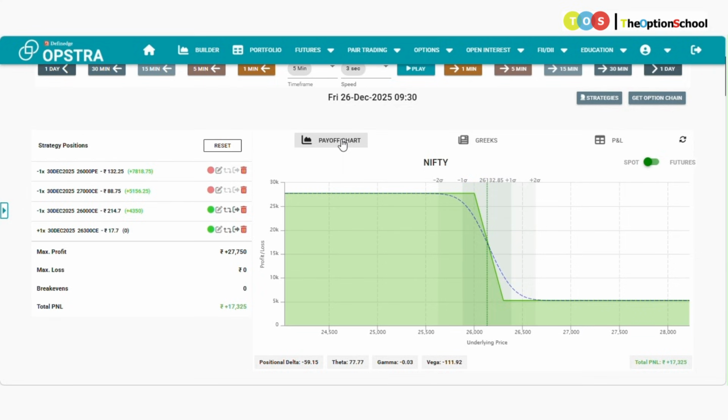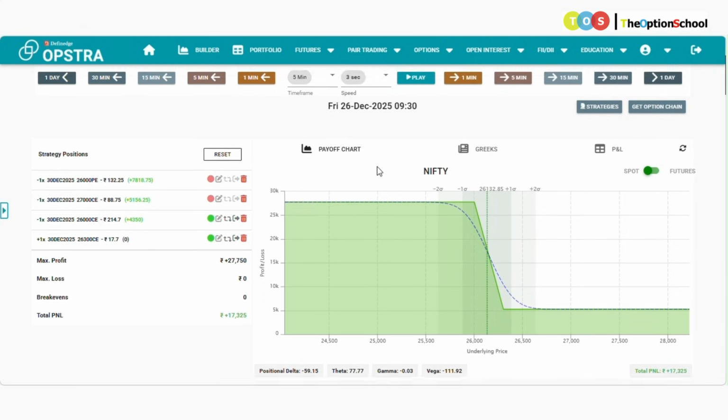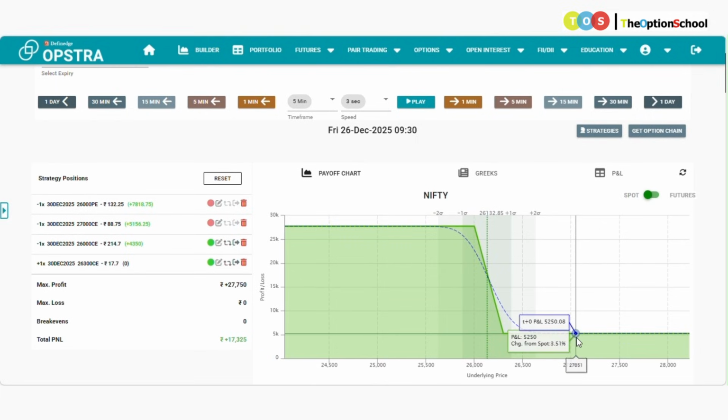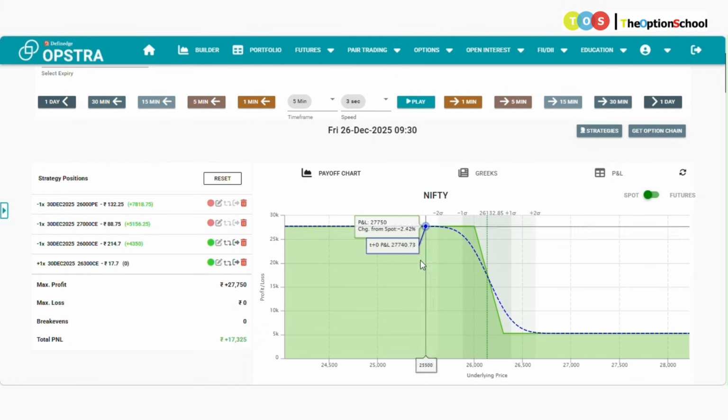Now you see, this diagram is all green. As of now I'm making 17,000 rupees, and even if the market goes here, it's not that I will be in loss, I will still be making some money, like 5,250 it is showing. So it is not that I will be making more money only by doing this adjustment, but the only thing is that I do not want to leave my chance of making 27,000 rupees. I am very happy with this profit.